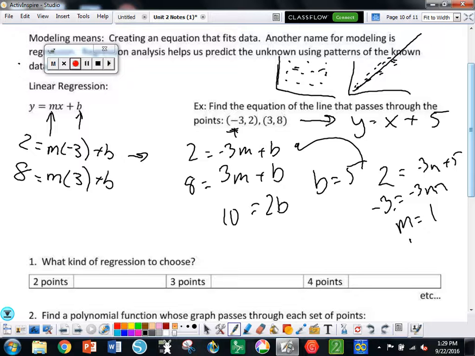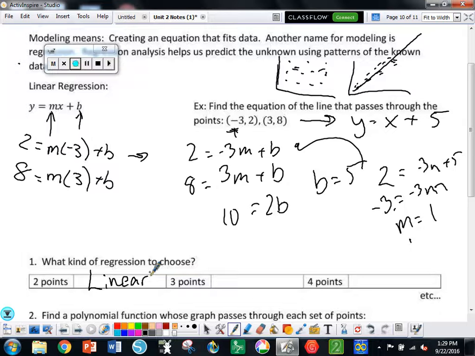Now my question comes to this. What kind of regression can you use with 2 points? What's the best one that gets us there? A linear. Why is a linear the best way? How many unknowns are in a linear equation? 2 unknowns, like the m and the b, correct? Or you could even call it y equals ax plus b.